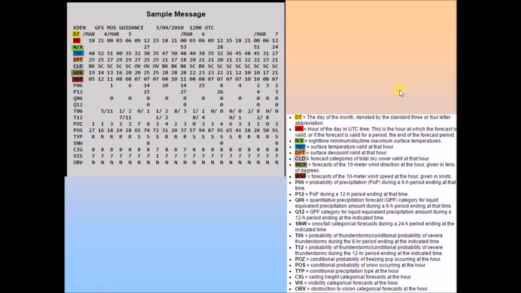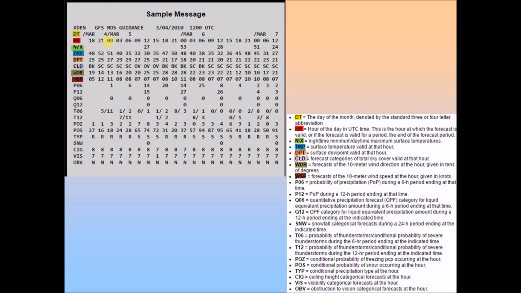Okay, denoted by the standard 3 or 4 letter abbreviation. Okay, so here you can see March 4th dash. That's when it ends. March 5th, March 6th, March 7th, so on and so forth. Okay. Now it's important to note that 0Z always starts a new day. No matter where you are in the world, 0Z always starts the new day.